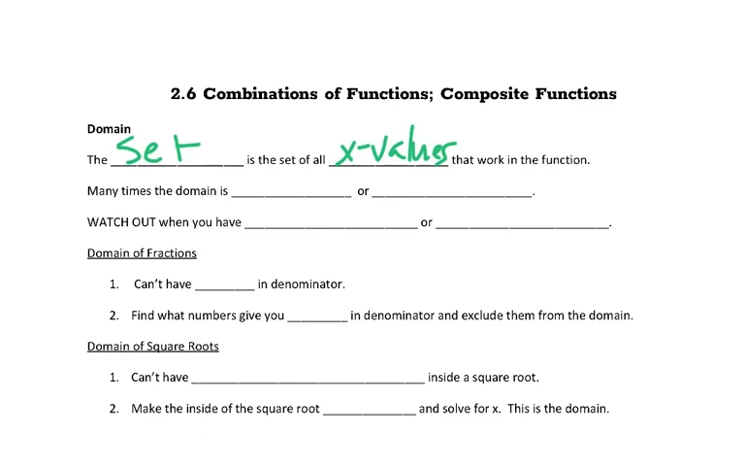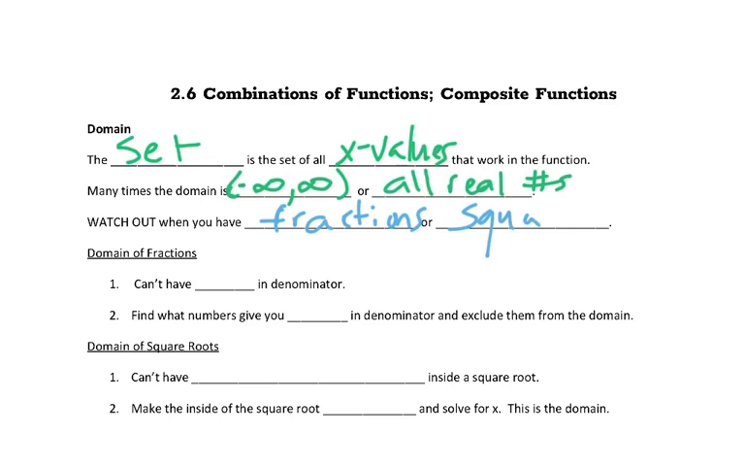Many times a domain is negative infinity to positive infinity, or all real numbers. But we need to watch out when we have fractions or square roots, because that's where you get domains that are not all real numbers. So first of all, we'll talk about fractions.